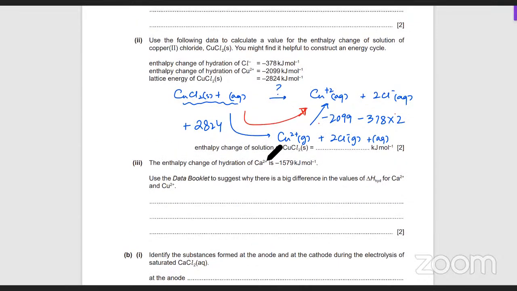अच्छा, ये पार्ट in the enthalpy change of hydration of calcium ion is minus 1579. Suggests why there's a big difference in the values of delta H hydration of calcium ions and copper ions. Copper ion की क्या है? Copper ion is minus 20. Copper ion is way more exothermic. So copper ion की जो hydration है, that's more exothermic.